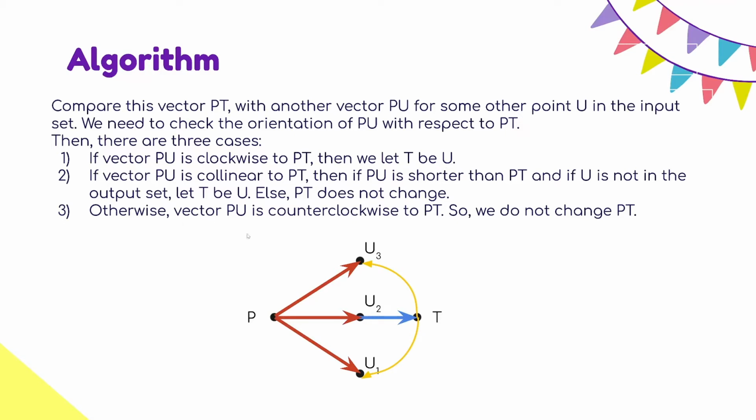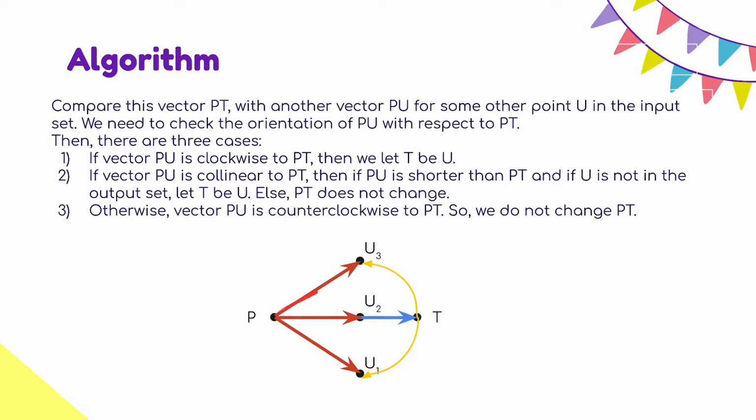Next, if PU is collinear to PT, meaning they are along the same line, we first check if PU is shorter than PT. Since we need to include all points on the line that are collinear, if PU is shorter than PT, we include the edge PU in the convex hull.